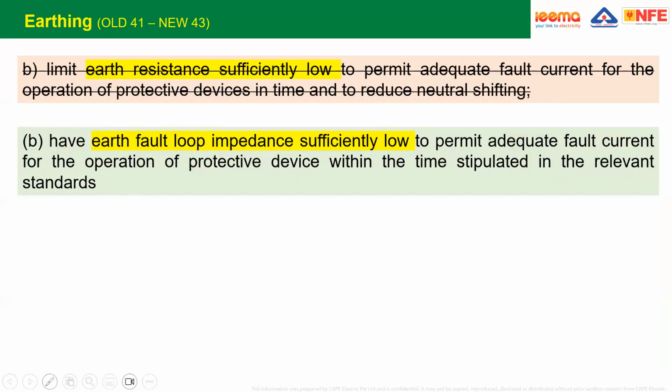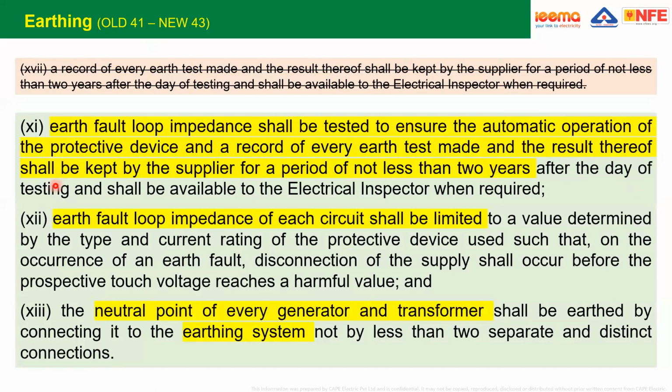Now, first I will read the first one. For example, earlier earth resistance, now have earth fault loop impedance sufficiently low to permit adequate fault current for the operation of protective device within the time stipulated in the relevant standard. Now, regulation 43, sub-regulation 11: earth fault loop impedance shall be tested to ensure the automatic operation of the protective device, and a record of every earth test made and the result thereof shall be kept by the supplier for a period not less than 2 years after the day of testing, and shall be available to the electrical inspector when required. So this is the responsibility of the supplier. It is nothing but the DISCOM. The second one, 12, this is talking about the consumer. Every circuit belongs to the consumer. Hope it's clear.